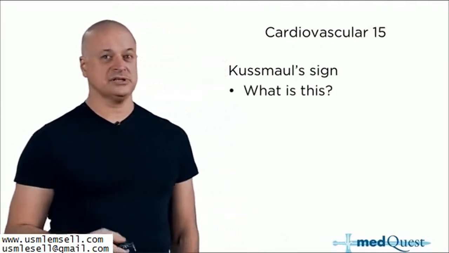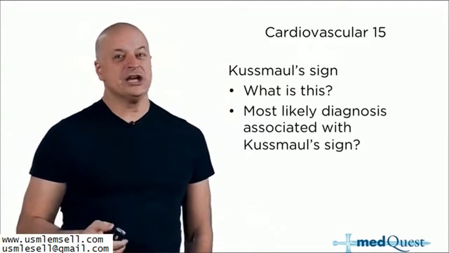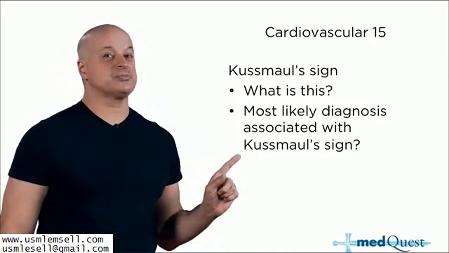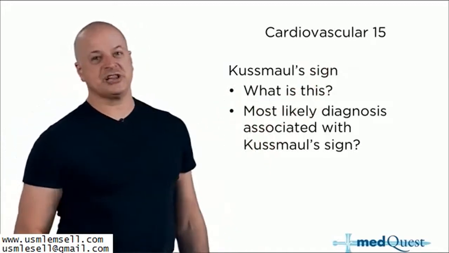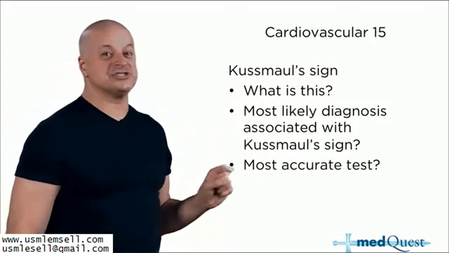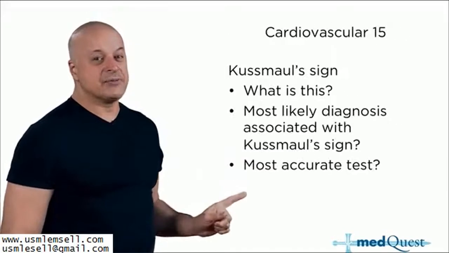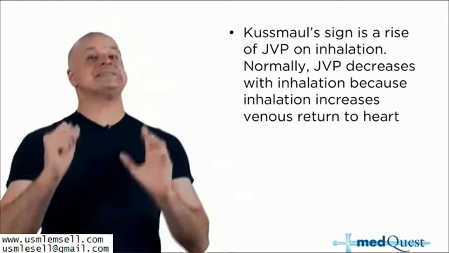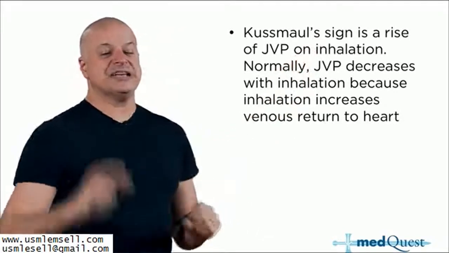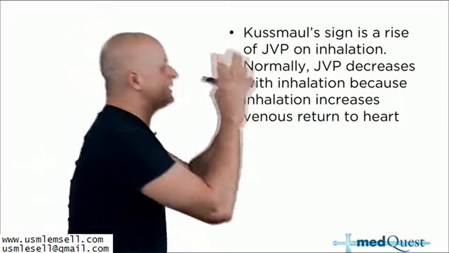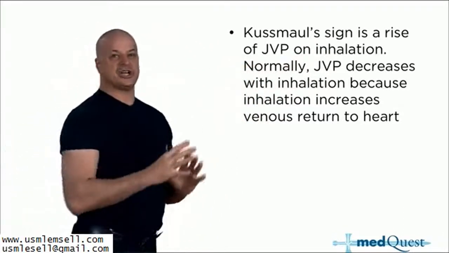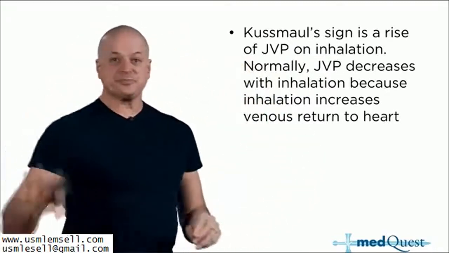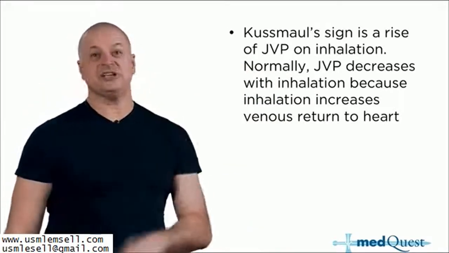Wow, that's amazing, really? So what's the Kussmaul sign? The Kussmaul sign is a jugular venous pressure finding, and it is associated with pericardial disease. The most accurate test of pericardial disease, if it's anatomic, is a scan. Kussmaul sign is an increase in jugular venous pressure on inhalation. That's what Kussmaul's sign is. Now, Kussmaul's breathing is deep, heavy breathing.